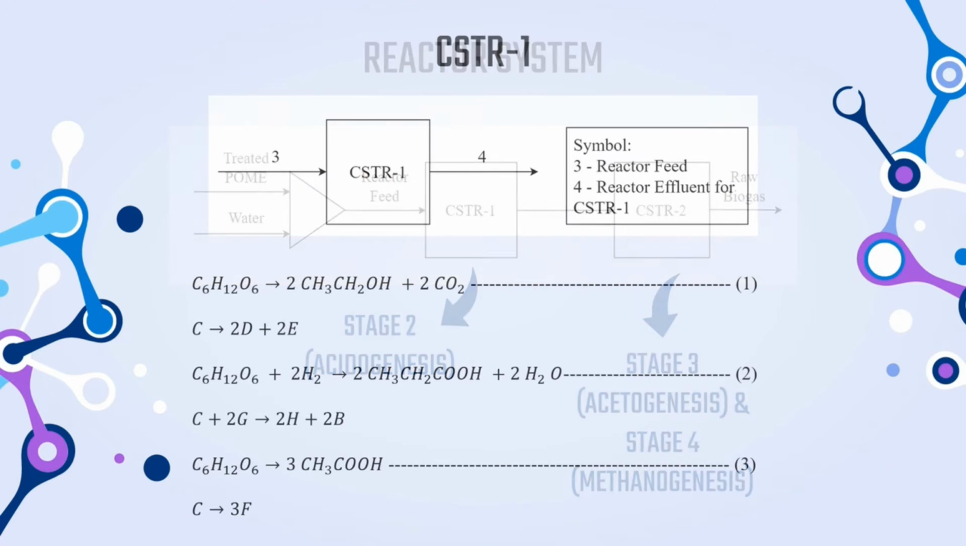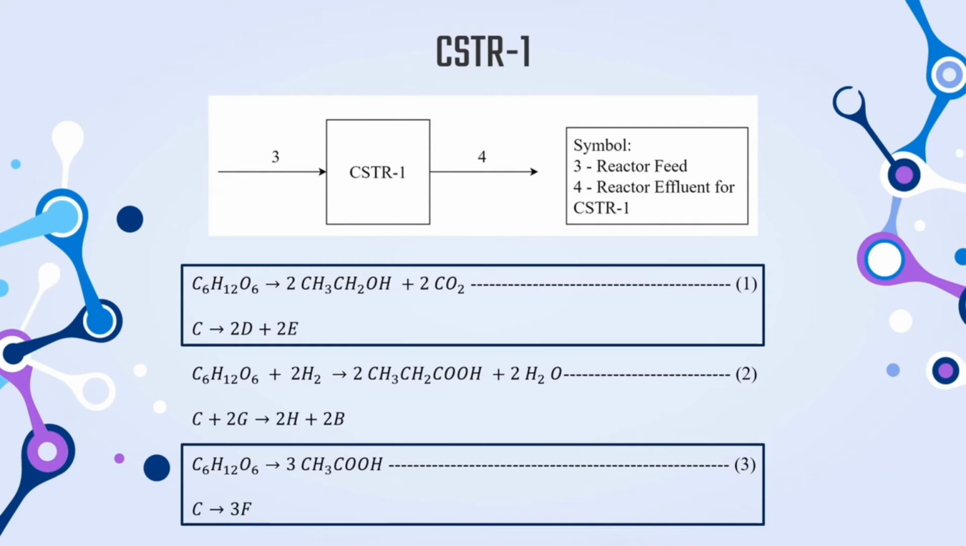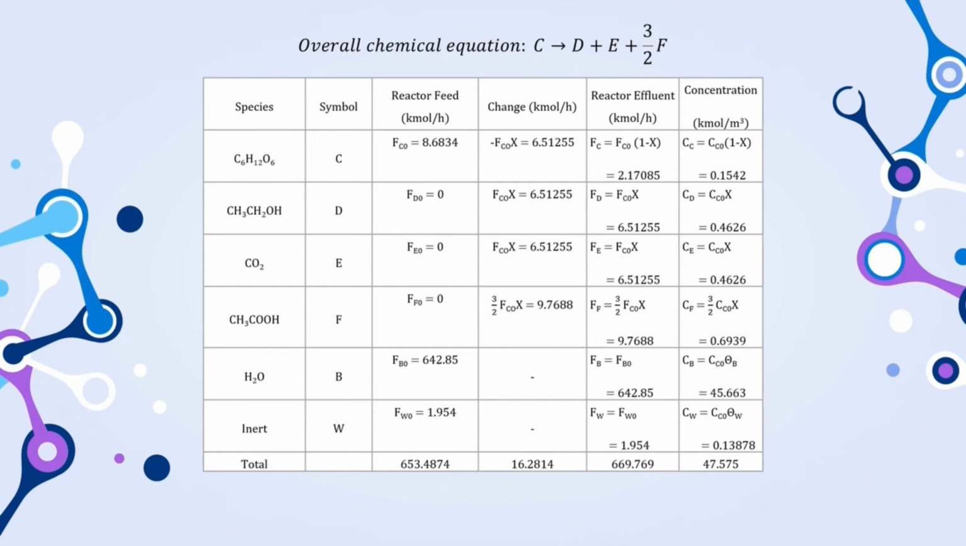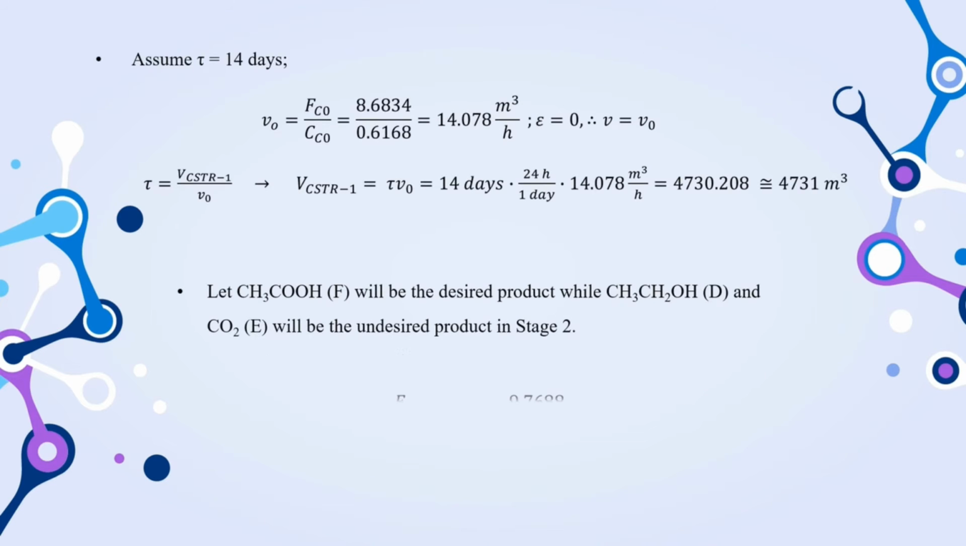At the first reactor, reaction 1 and 3 will occur, which bring us to this overall chemical equation. The composition of the stream leaving the CSTR can be calculated by using a stoichiometric table. Based on one of the articles, the acidogenic bioreactor typically runs for about 14 days. So by assuming the space time to be equal to 14 days, the volume of the reactor can be calculated as follows.